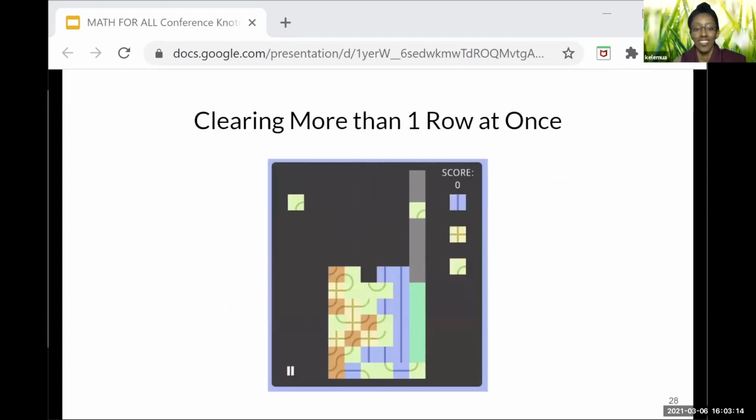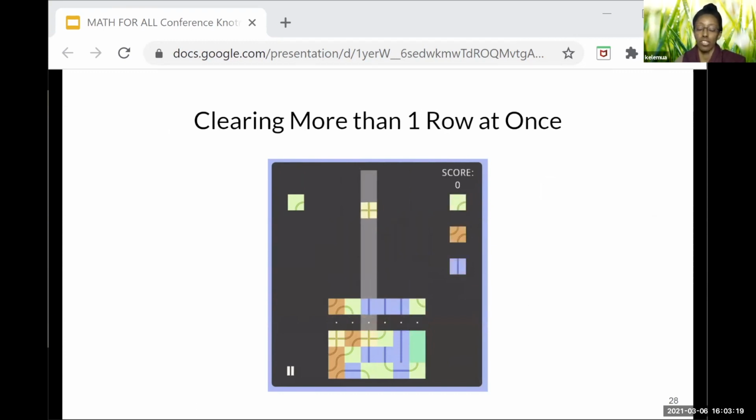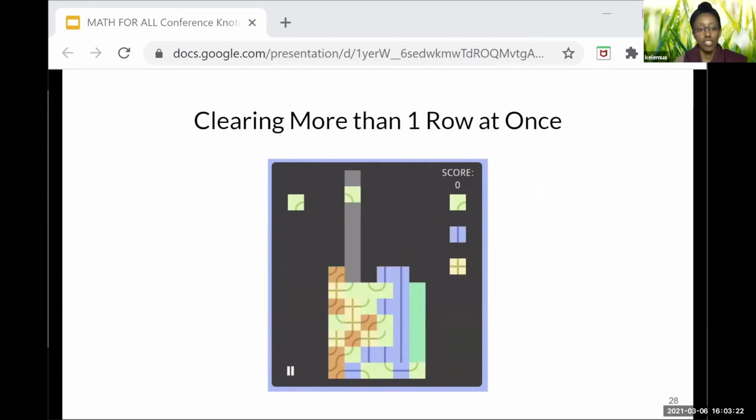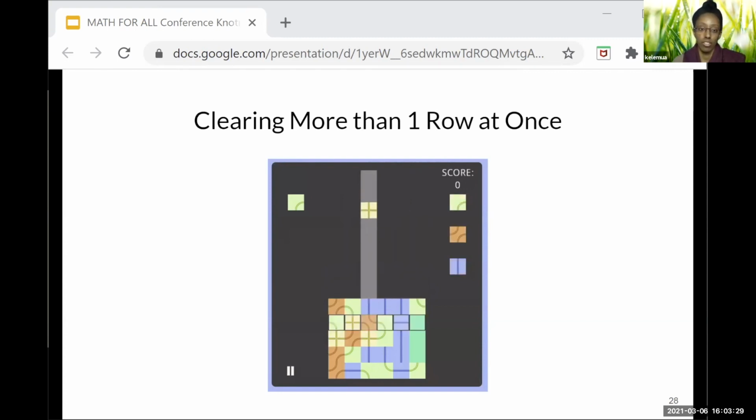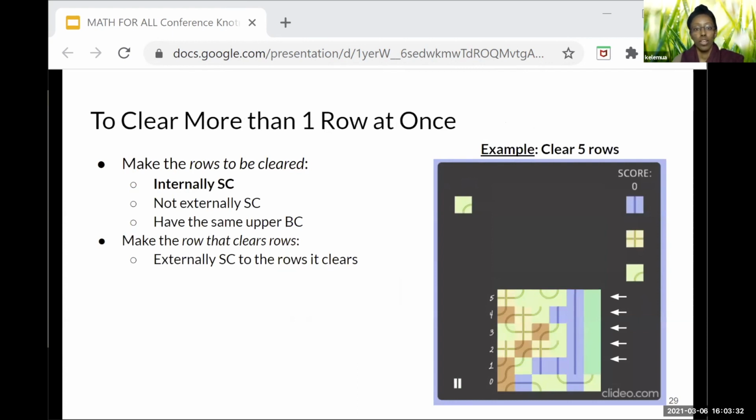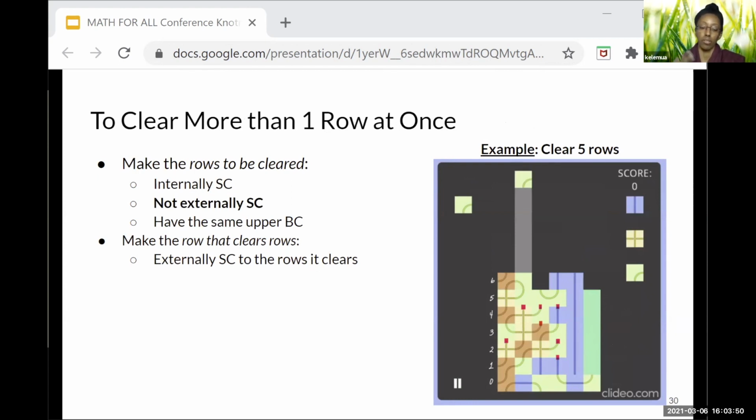Another really fun thing was, in Tetris, a player can clear multiple rows at once, and we were curious if it were possible to do in Knotris. So I took some information about the boundary conditions that we got from the filling a row algorithm, and I applied it to our gameplay strategy for this proof. So in order to clear multiple rows in Knotris, there's a few guidelines we have to follow. The first being that the rows we want to be cleared during that move must be stacked, so they're all internally suitably connected and not externally suitably connected, because we want them to remain on the board.